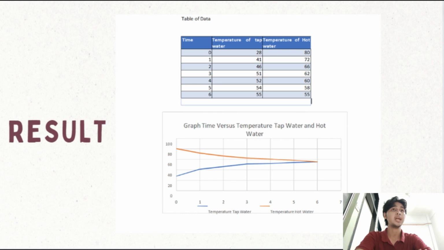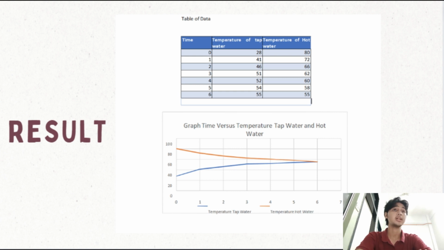For the fourth minute, the temperature of tap water is 52. The temperature of hot water is 60. For the fifth minute, the temperature of tap water is 54. The temperature for hot water is 58. And for the last minute, which is 6 minutes, the temperature of tap water is 55. The temperature of hot water is also 55.